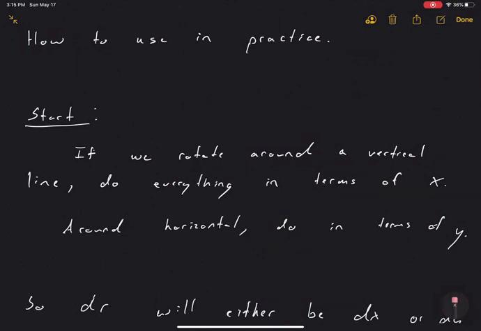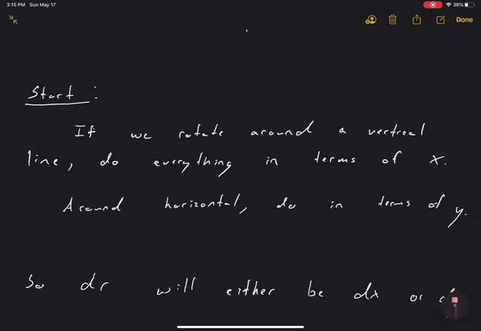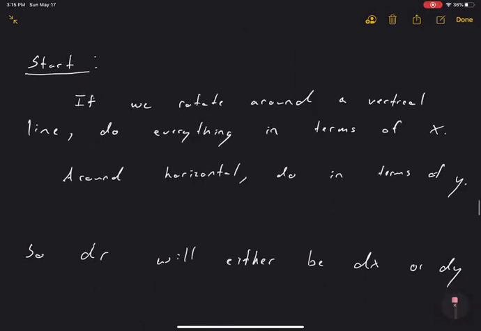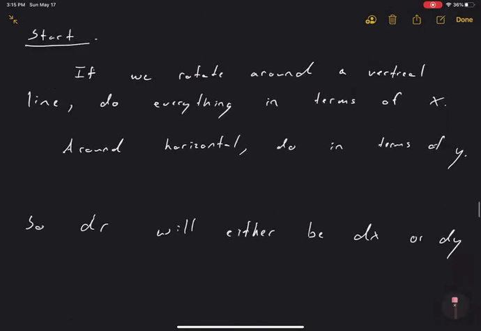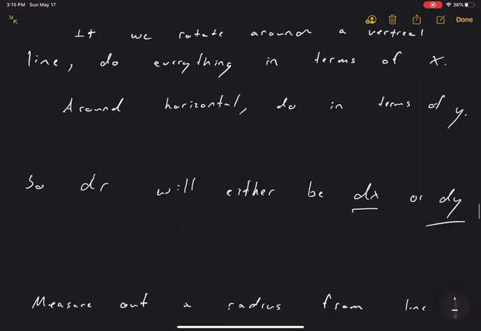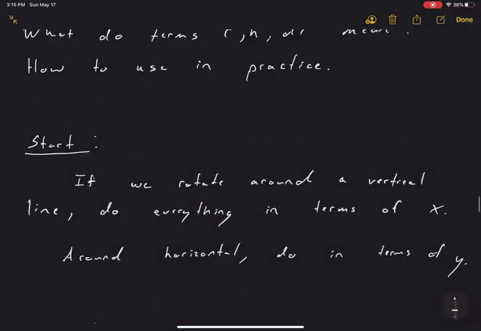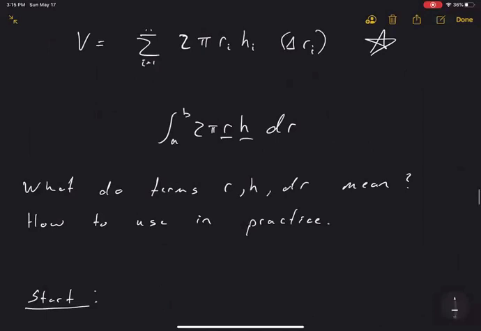If we rotate around a vertical line, we're going to do everything in terms of x. So we're going to integrate in terms of x, and all our functions are going to be in terms of x. So that's the opposite of what we saw with disks and washers, right? And if we rotate around a horizontal line, we're going to do everything in terms of y, which again is the opposite of what we saw with disks and washers. So the dr is really going to be a dx or a dy, depending on whether we're integrating in terms of x or y. Okay. All right. Now let's see what this radius and this height mean in our formula.